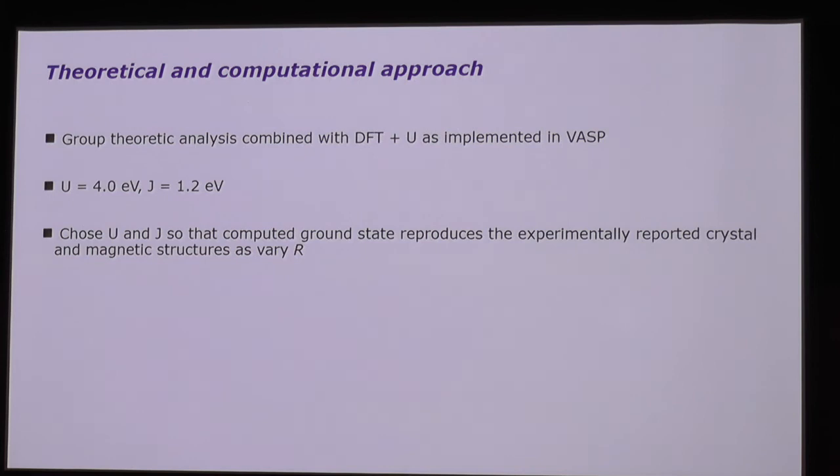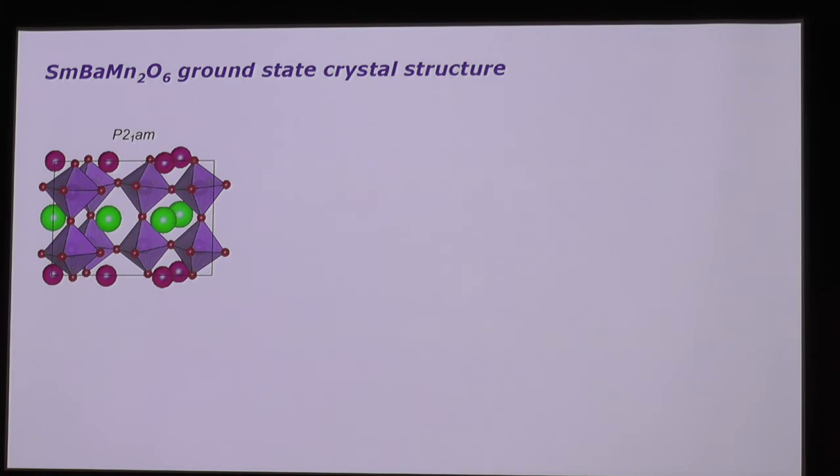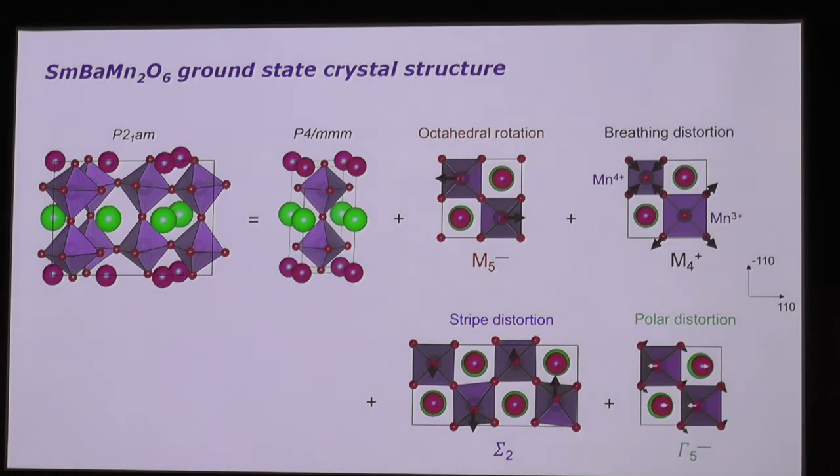All right, so the ground state structure of samarium barium manganite crystallizes in this polar P21am phase. And we can decompose this distorted structure into a high symmetry reference structure with the symmetry P4/mmm and four symmetry distinct structural distortions. These symmetries are labeled by irreducible representations of P4/mmm. These distortions are an out-of-phase octahedral rotation distortion, a breathing distortion, which couples to the manganese 3+ manganese 4+ charge order in this compound, a low-symmetry distortion that transforms like sigma 2 that encompasses displacements of the atoms in a stripe-like pattern, and then finally a polar distortion.